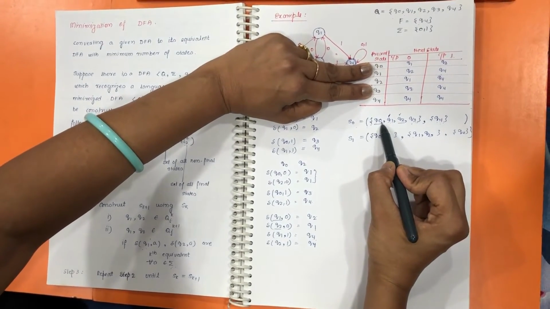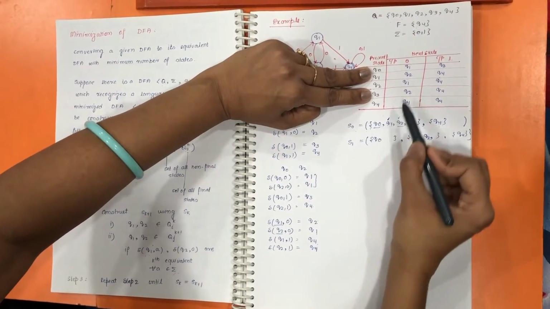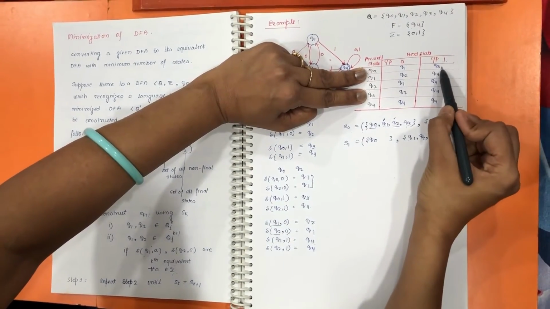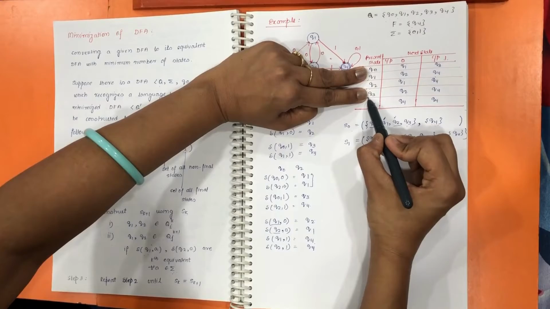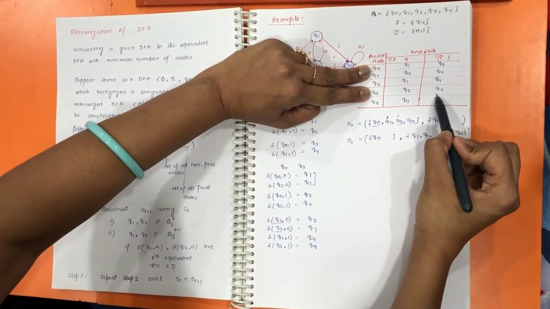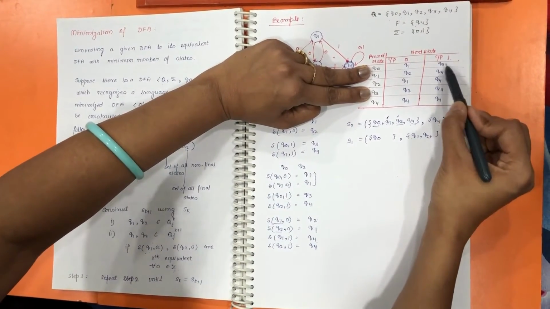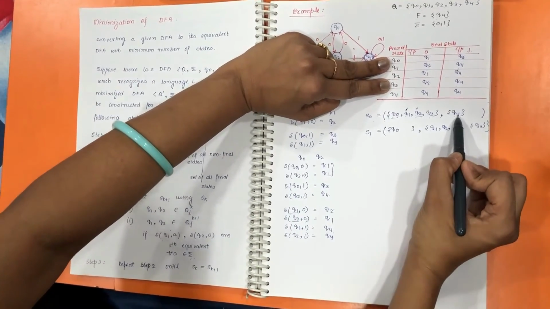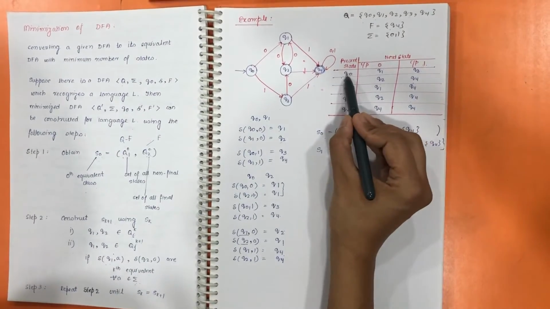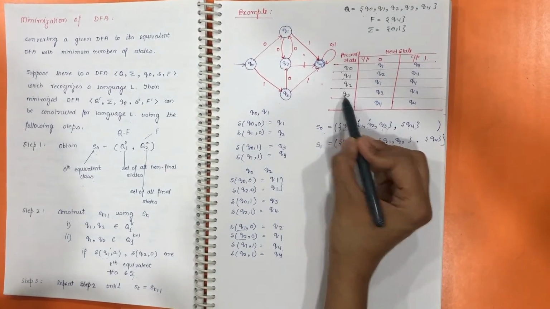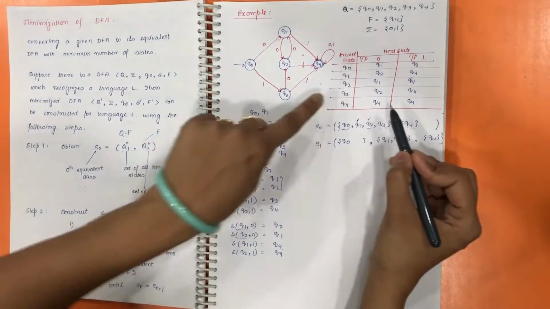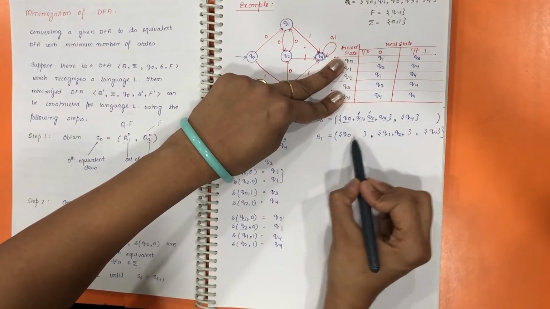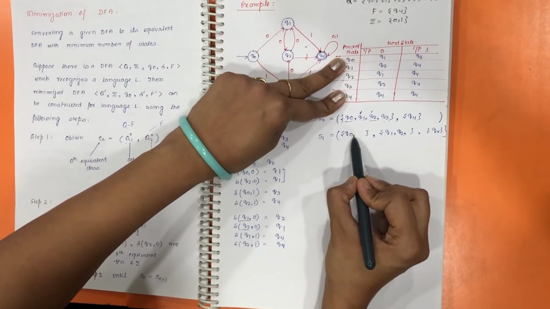Now check the same for input symbol 1. At Q0 for input symbol 1, next state is Q3, and at Q3 for input symbol 1, next state is Q4. Q3 lies in this set while Q4 lies in this set. So Q0 and Q3 are not one equivalent. So Q3 cannot be kept in this set.